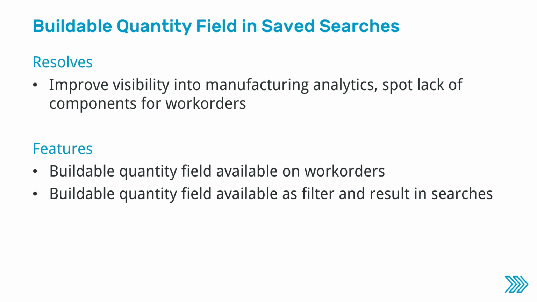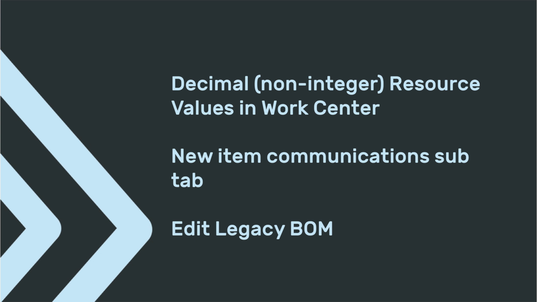So that was the buildable quantity. The last three more features that I would like to show you, I've put them in one sheet because they're relatively easy to show. So I'll show you them in one go once I open up my demo account. You can now put in a decimal figure for your resource values in your work center, so in your manufacturing departments. There's a new item communications sub-tab available, and you can now edit legacy BOMs, which comes with the advanced BOM feature.